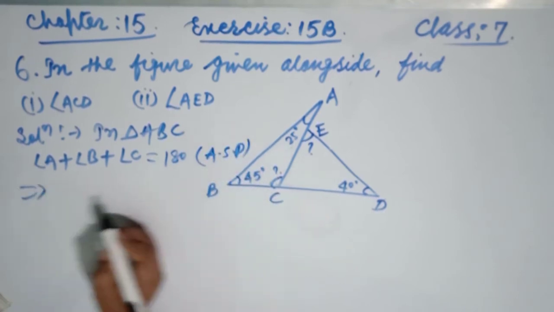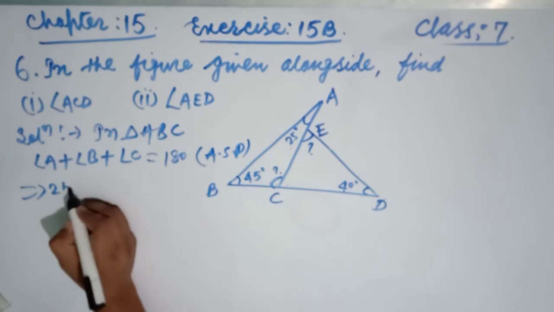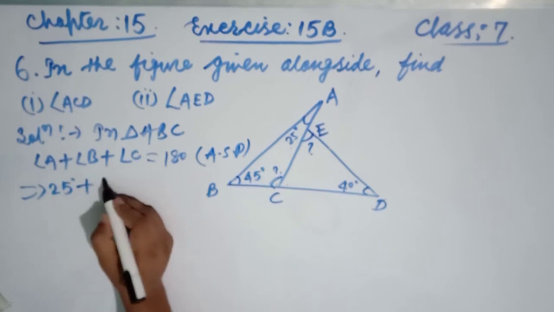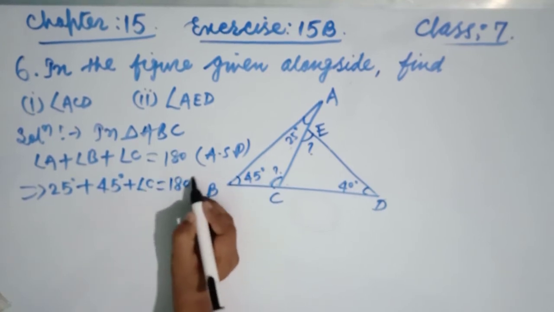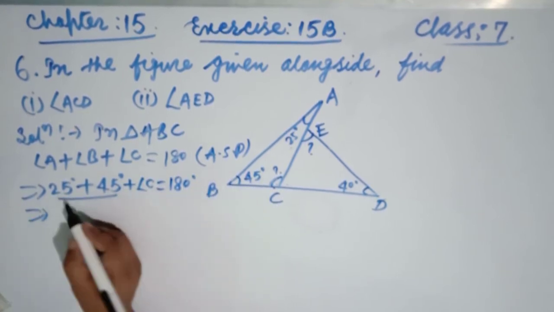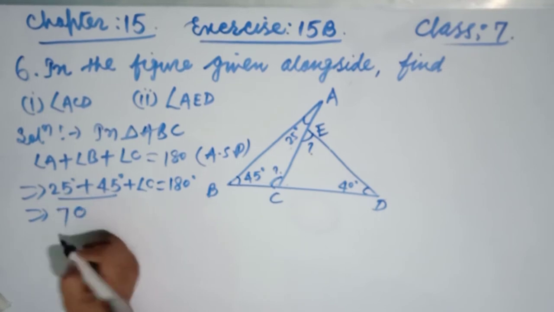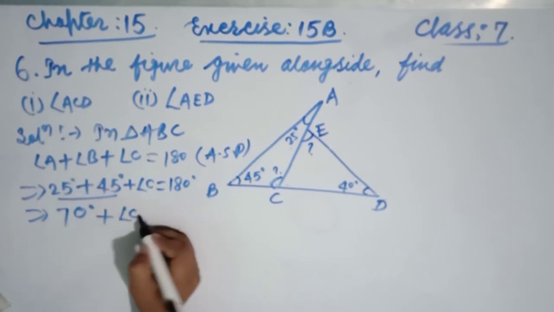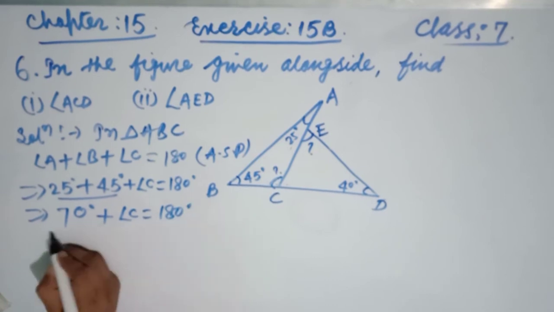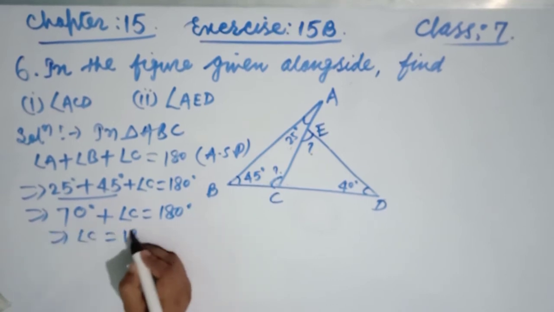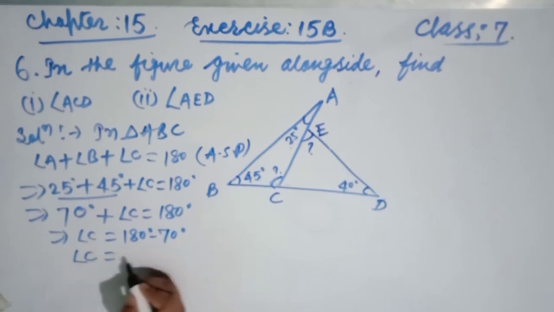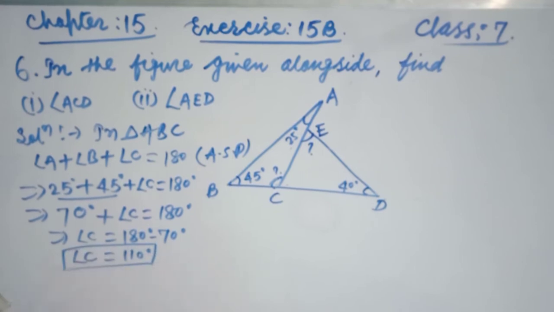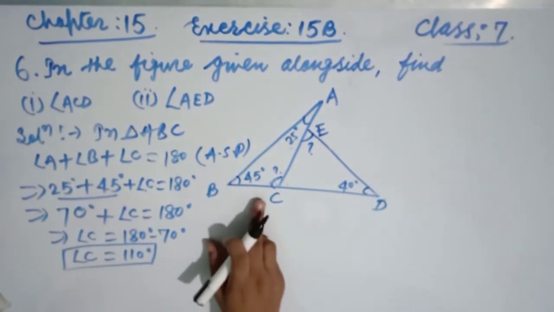Okay. Now angle A is, friends, 25 degree. Angle B is 45 degree. Angle C we have to find. This is 180 degree. Okay. Now add both the angles. 5 plus 0, 1 is carried, 6 and 7. 70 degree plus angle C is equal to 180 degree. So angle C is equal to 180 minus 70 degree, friends. Therefore angle C is equal to what? This is 110 degree. So this is the first answer, angle C. Now friends, angle C becomes 1.